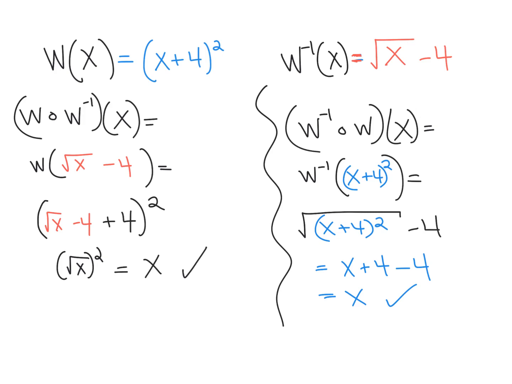If you are ever given two functions and you're asked just to verify or prove that they're inverses or check, what you, of course, can do is compositions both directions, see if you get x. If you do, you've proved beyond a shadow of a doubt that they are inverses.